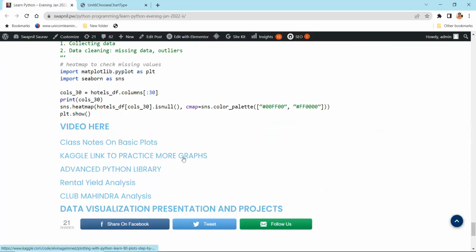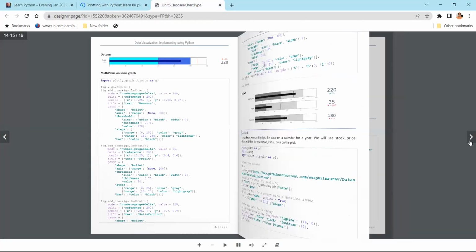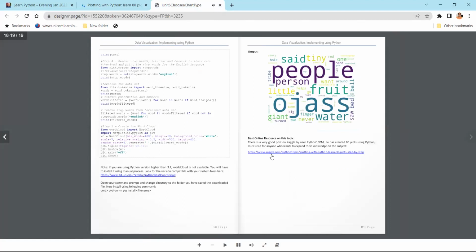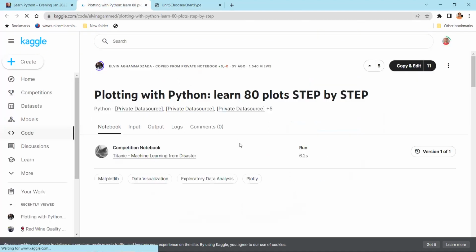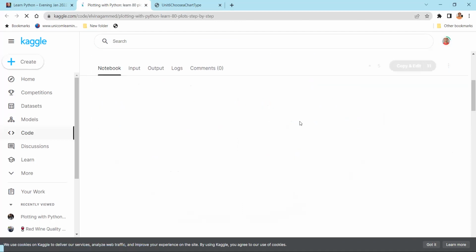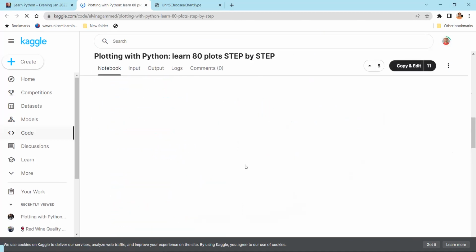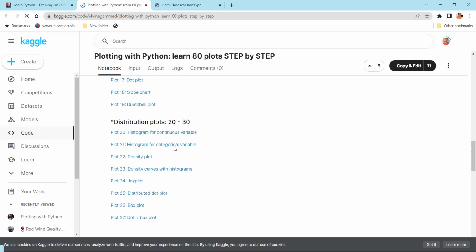Then I have also given a Kaggle link. You have that link on the last page of this book, and I've also attached a separate link for this. So this fellow has compiled 80 different plots, and he has explained them one by one. Some of these are like bar graph and line graph, which we have already covered, but there are some advanced graphs as well here.